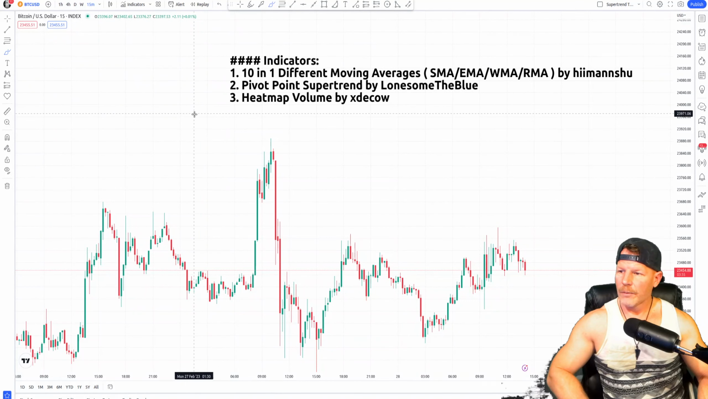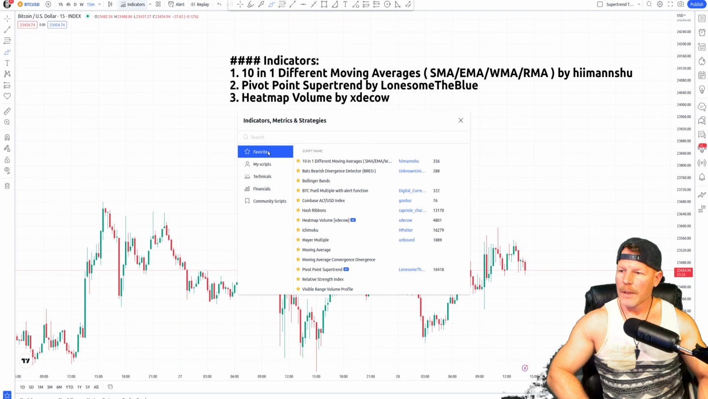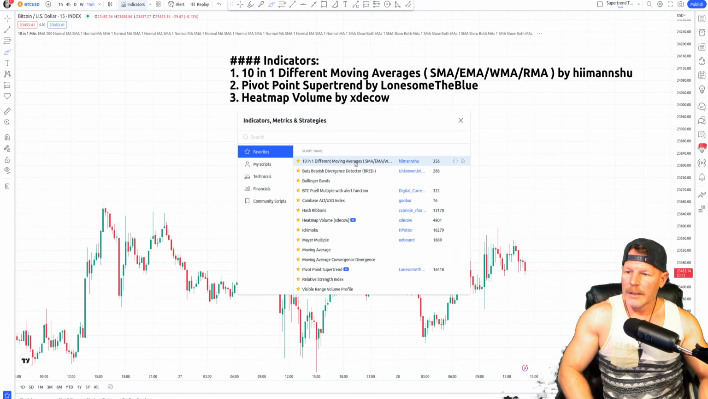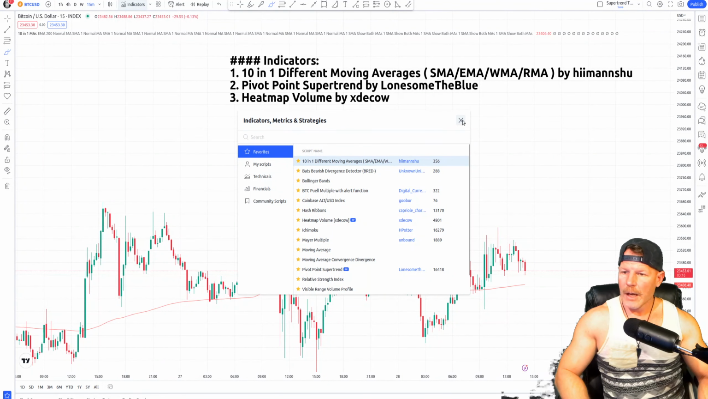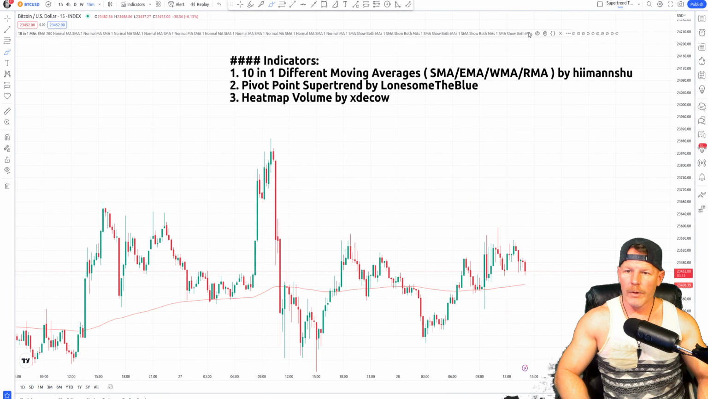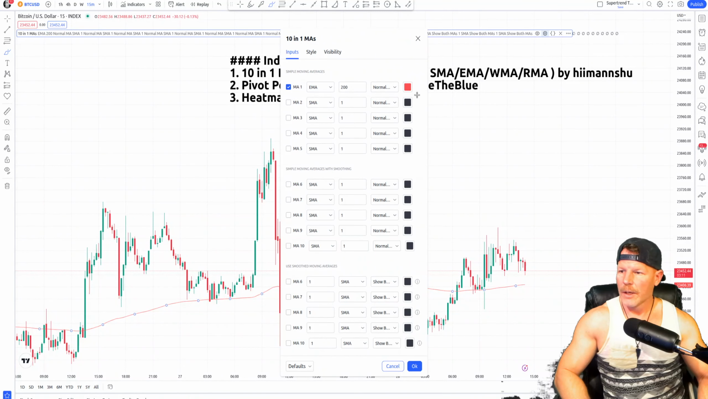So the first indicator we're going to add here, and you guys are going to have to do a search for this. I've already added it to my favorites, and you just do your search right here. Make sure you get the hiimannshu author. I've added to my favorites for quick access the 10-in-1 different moving averages. All right. And once that's added up there, we're going to go into the settings of this indicator. We're going to add another moving average, and we're going to make that exponential as well. And we're going to make it a 50 candle exponential moving average.